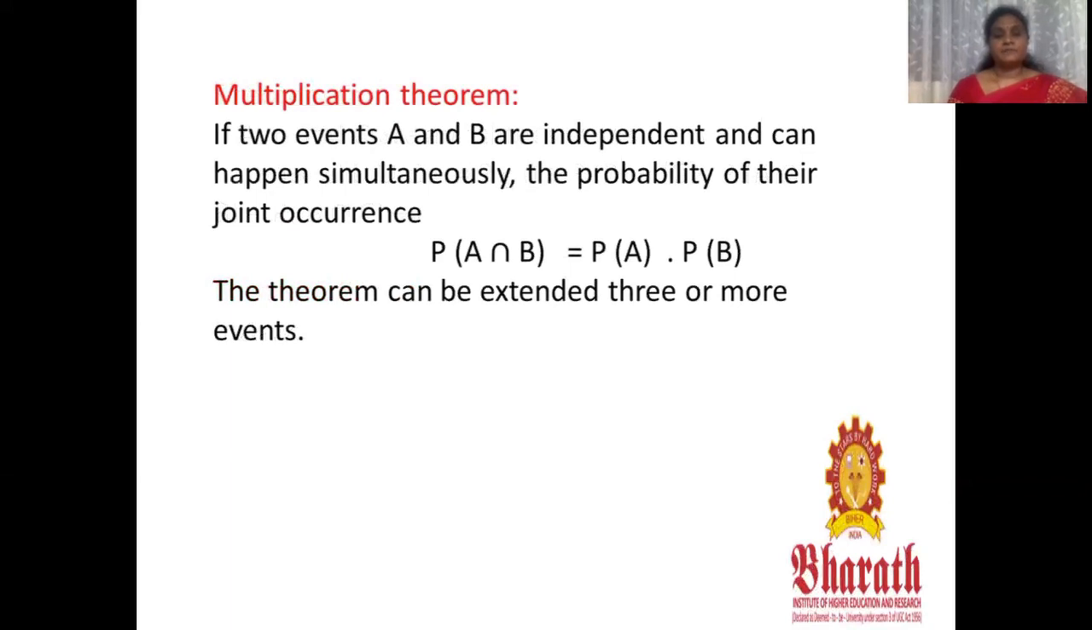Multiplication theorem. If two events A and B are independent and can happen simultaneously, the probability of their joint occurrence, probability of A intersection B, is equal to probability of A into probability of B. This theorem can be extended to 3 or more events.